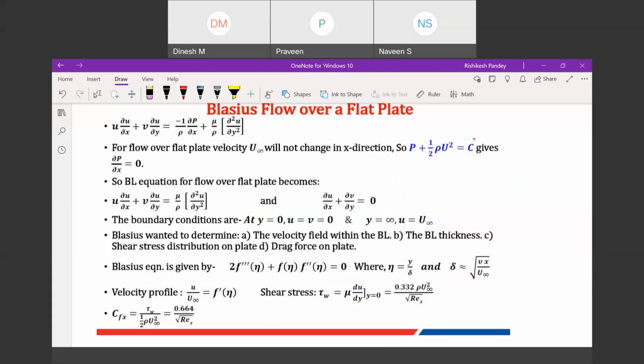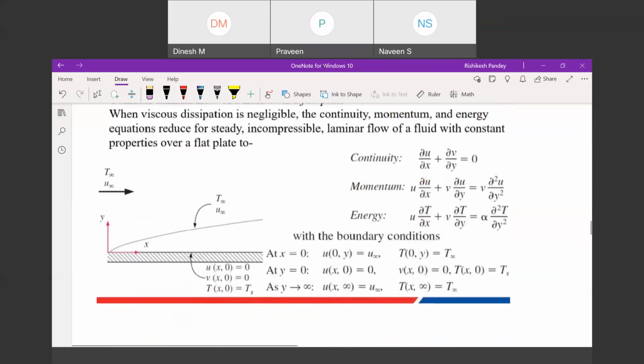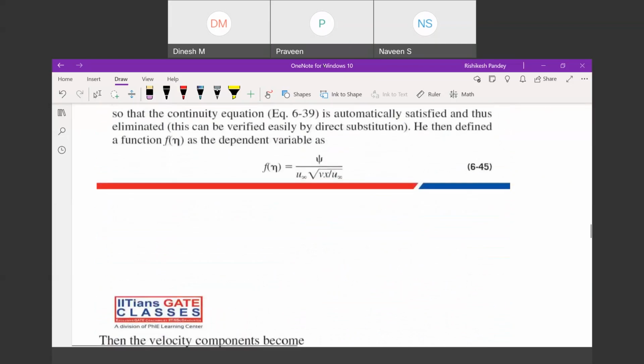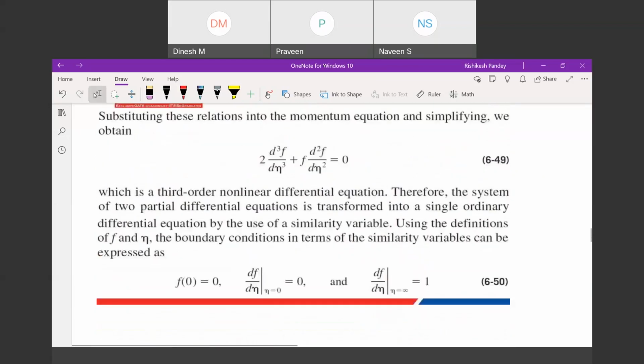Okay. Now this is at any x location. We can calculate the average value of that also. So this is the derivation of how we are getting the Blasius equation. You see that it is a third order non-linear equation, and it is an ordinary differential equation. This is a third order non-linear ordinary differential equation.